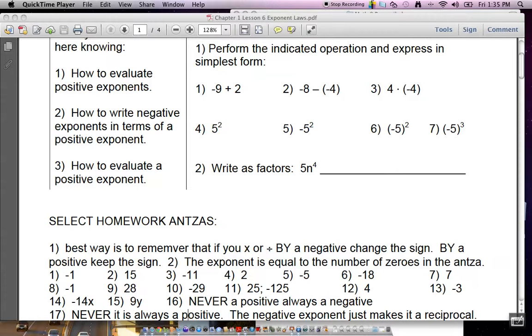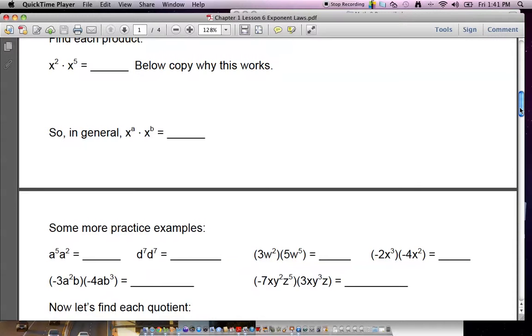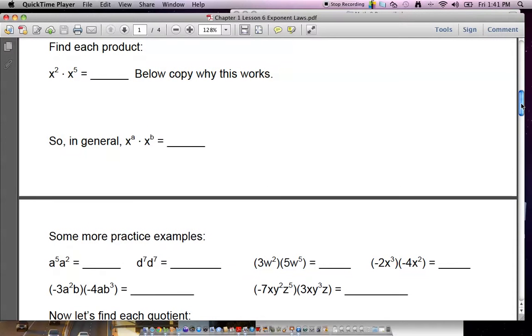All right, write as factors. Ready? All right, what we got now is to talk about exponents and the rules involved with exponents. So let's talk about this. It says find each product.